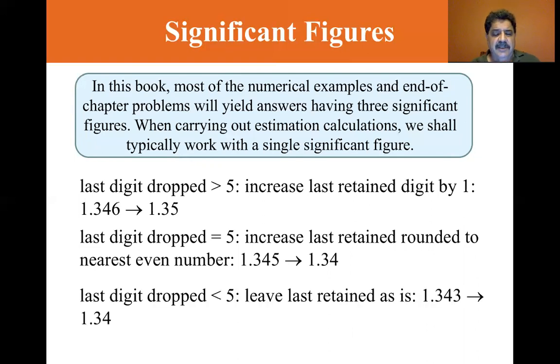Now, if the last digit dropped is less than 5, you leave the last retained as is. The 1.343 becomes 1.34. In long calculations involving multiple steps, it's important to delay rounding until the final result. This avoids error accumulation. In the textbook, values are rounded off to 2 or 3 significant digits for display.